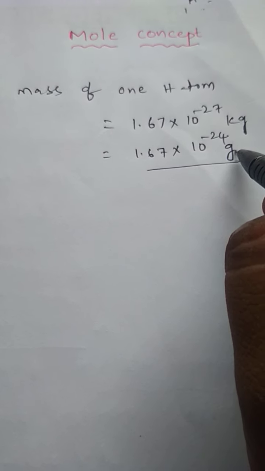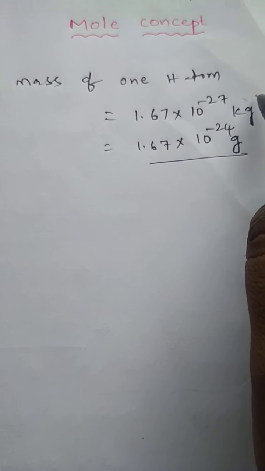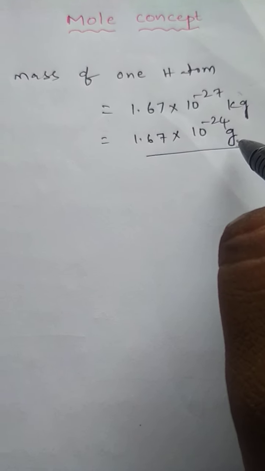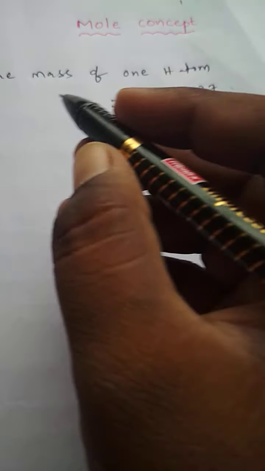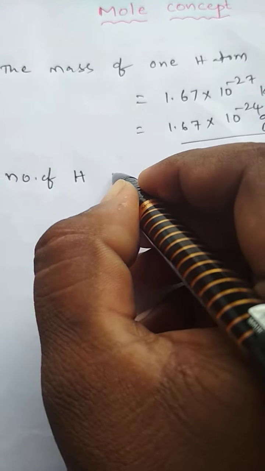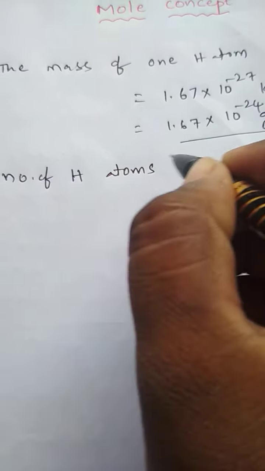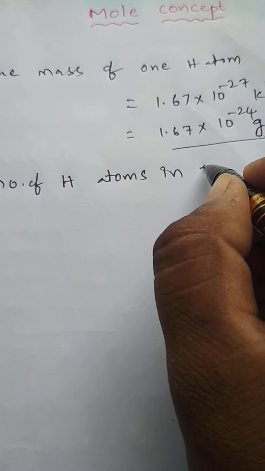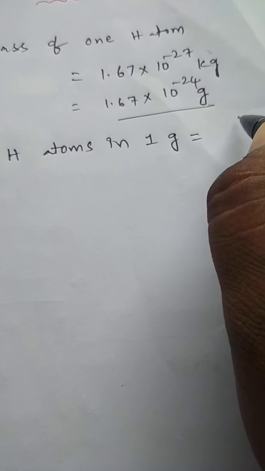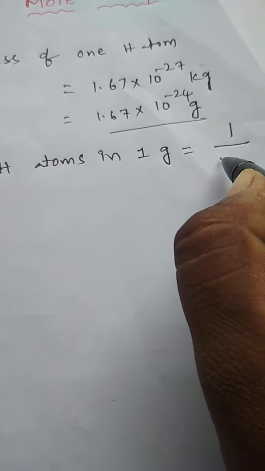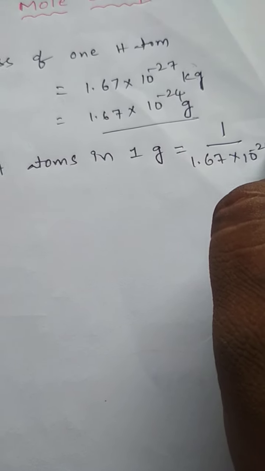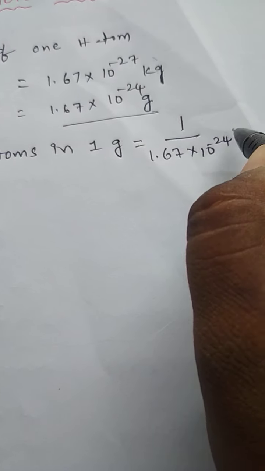1 kg is 1000 grams. 1000 is equal to 10 to the power of 3. Minus 27 plus 3 gives 10 to the power of minus 24 grams. So from that, the number of hydrogen atoms in 1 gram of hydrogen is equal to 1 by 1.67 into 10 to the power of minus 24 atoms.